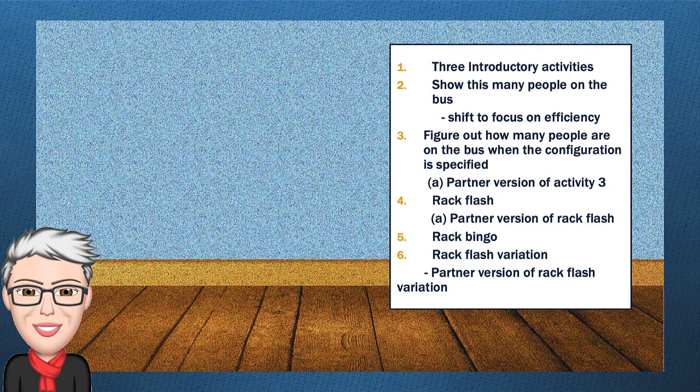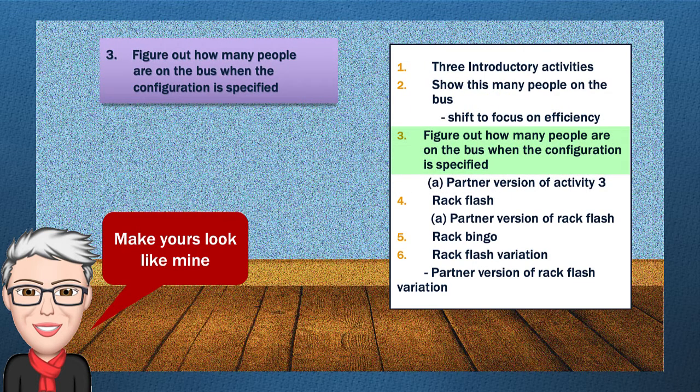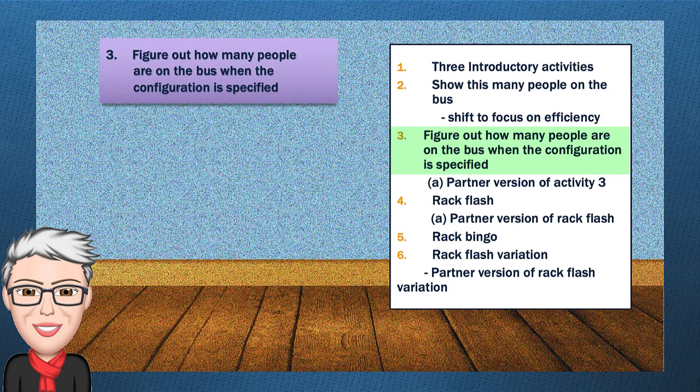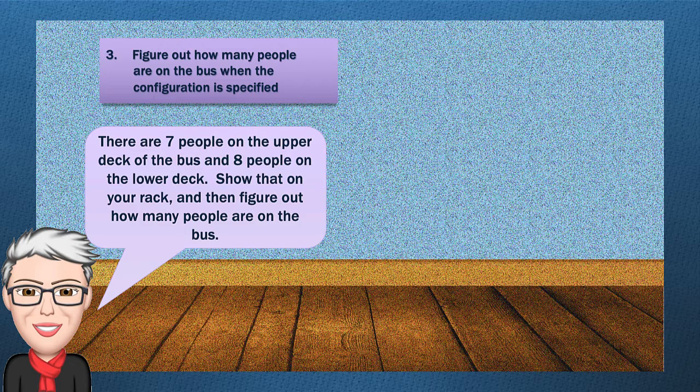In the instructional activity we have just been talking about, children figure out how many people are on the bus when the configuration is specified. The teacher specifies the configuration by showing her rack and telling students, "Make yours look like mine." There's another way the teacher can specify the configuration. Instead of showing her own rack, she can tell students how many people are on the upper deck and how many are on the lower deck of the bus.